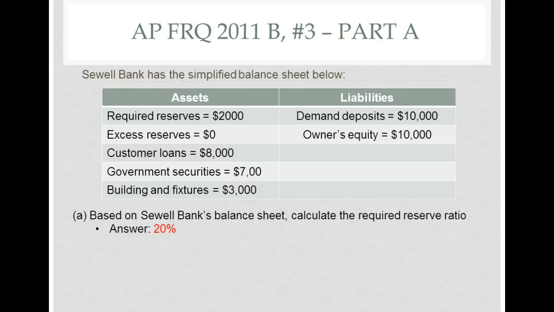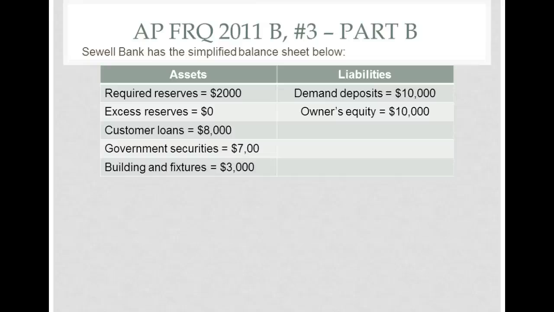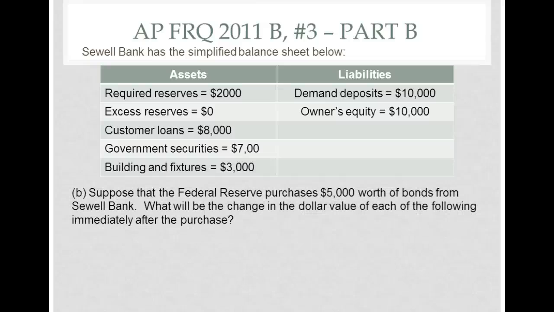Instead of this time them asking you what would the required reserve be if there was a 20% reserve requirement, they went backwards. They gave you the required reserve and asked you to find the reserve requirement. Pretty simple, 20%. Okay, let's continue along. Question B. Now I've recopied the chart that was provided in the question just so that we can see it again. Question B asks, suppose the Federal Reserve purchases $5,000 worth of bonds from Sewell Bank.